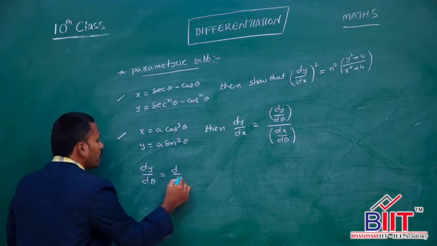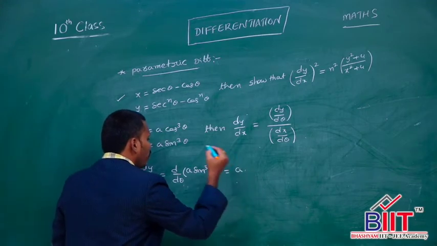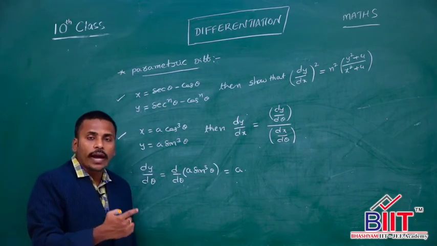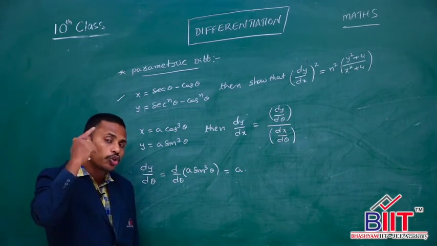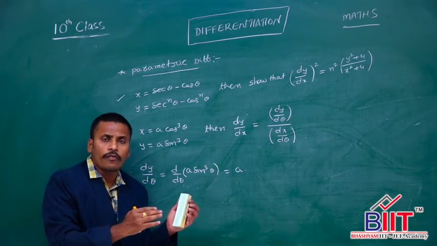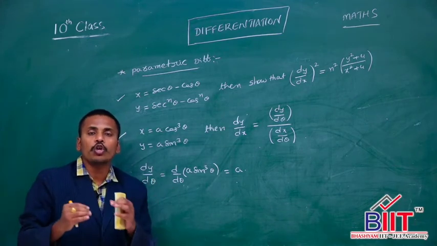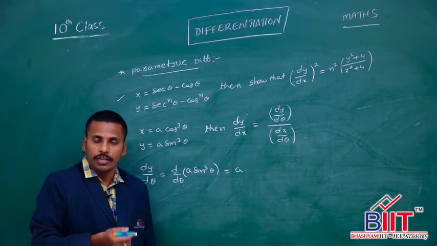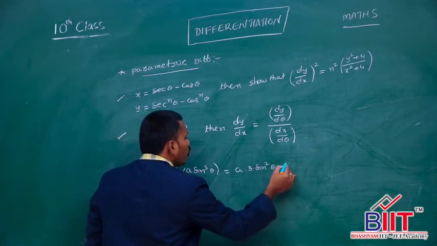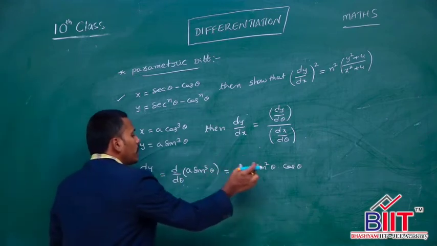Okay, now what is dy by d theta? Dy by d theta is nothing but d by d theta of a sine cube theta. Here a is a constant, write it out, and then what is the derivative for this sine cube theta? To write the derivative for sine cube theta, you need to think about x cube. What is the derivative of x cube? It is 3x square. It represents that the derivative of something cube is 3 into something square into the derivative of that something. And here for sine cube theta, it is 3 into sine square theta into the derivative of sine theta, which is cos theta. And finally dy by d theta is this one.